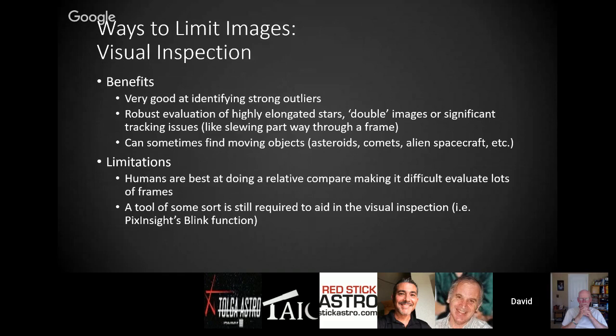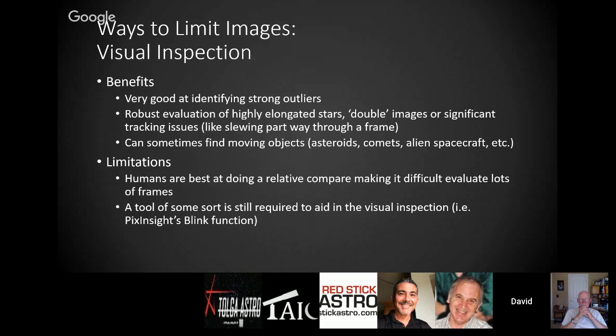Humans are also very good at evaluating highly elongated stars, double images, significant tracking issues like your mount started slowing partway through a frame or something like that, where the algorithms tend to really fail on these things, right? Double images where you have two stars tend to actually show up as something that looks really good to the computer, right? Those double stars tend to be smaller, and there are more stars in the field, so they tend to be scored higher, right? So things like this tend to skew the results quite a bit. But humans are very good at detecting them.